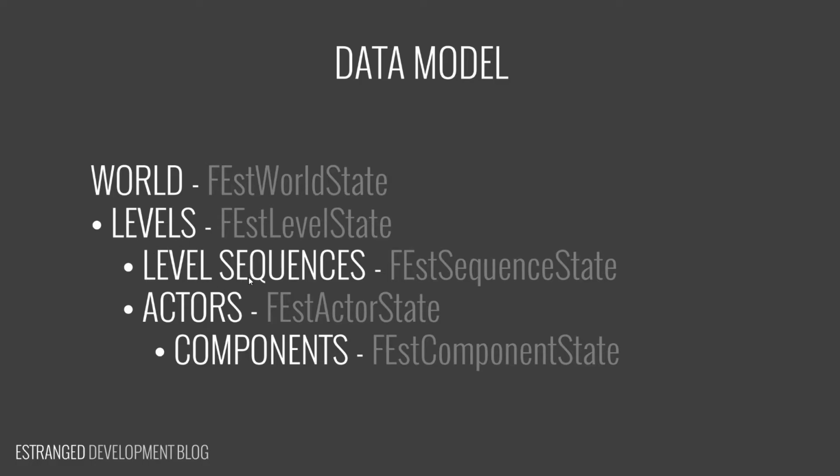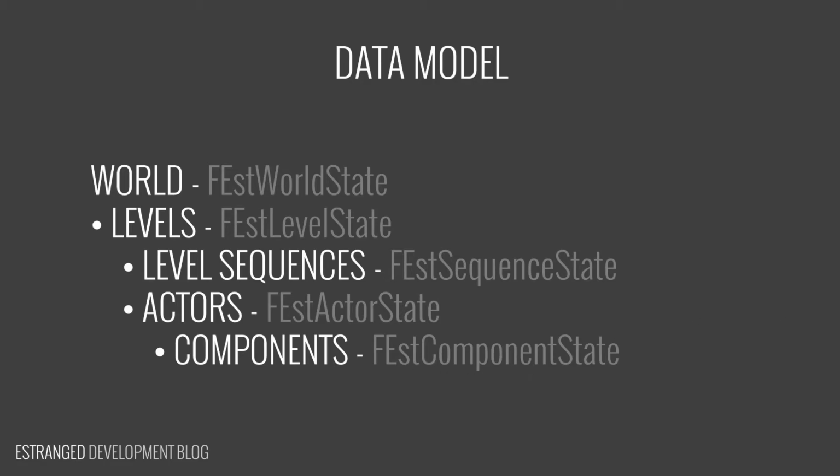Below that, like I showed you, we have the state of level sequences, and in my save system, level sequences are kind of first-class citizens just because they're used a lot in Estranged to modify the state of levels. And below that, we've got actors, so they get stored away in an actor state. And we've got components, and each component state gets stored away in this struct.